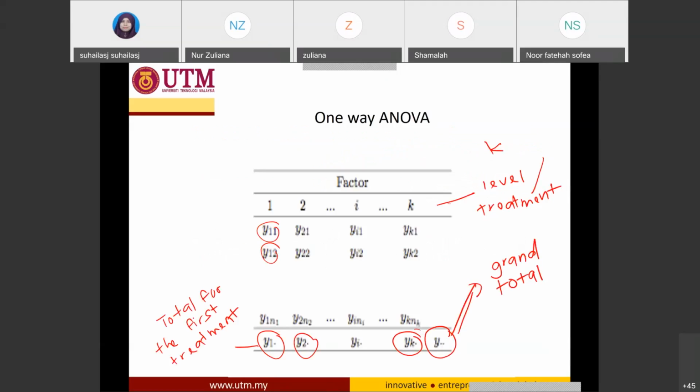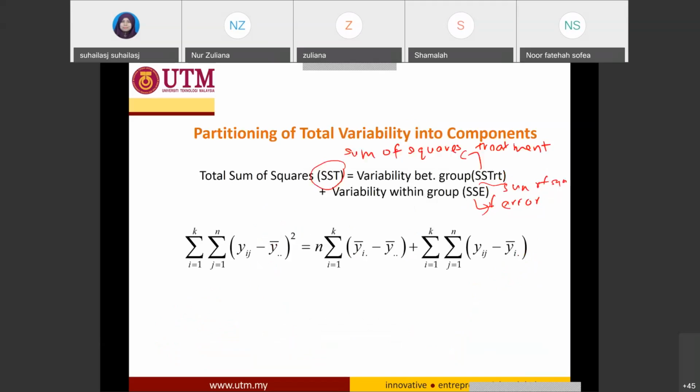Okay, so bila kita cakap variability between group, maksudnya between first and second, second and third, I and K, between group. Okay, variability within group, dalam satu group ni, variasi dia, within the same treatment. Itu kita panggil sebagai variability within group. Kalau variability between group, between first treatment, second treatment, and third treatment, and so on. Itu maksud dia. Variability between group and also variability within group.